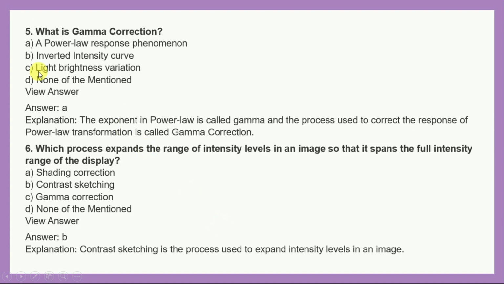Now what is the gamma correction? So what is gamma correction? So answer is very much simple, that is option A, power law response phenomenon. So next question, which process expands the range of intensity level in an image so that it spans the full intensity range of the display? So answer is contrast stretching. So contrast stretching is the process used to expand intensity level in an image.